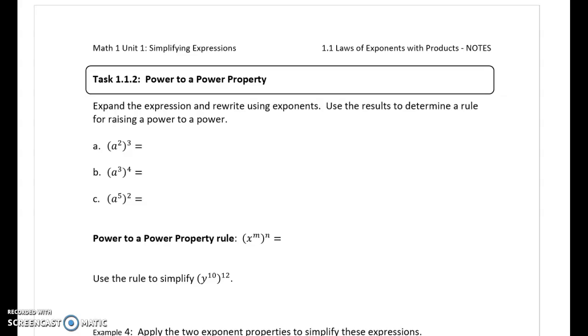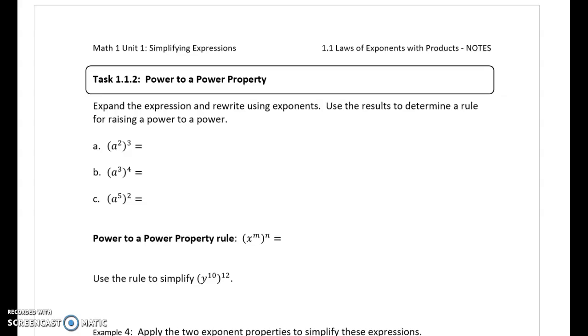Okay, so now we're going to continue on with the 1.1 notes with section 1.1.2 dealing with the power to a power property. So first set of examples says expand the expression and rewrite using exponents. Use the results to determine a rule for raising a power to a power.